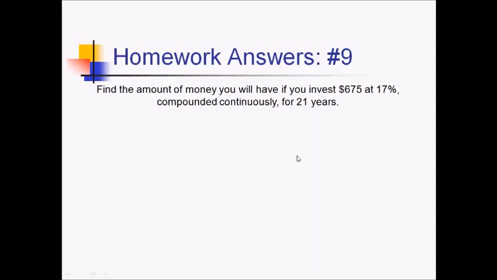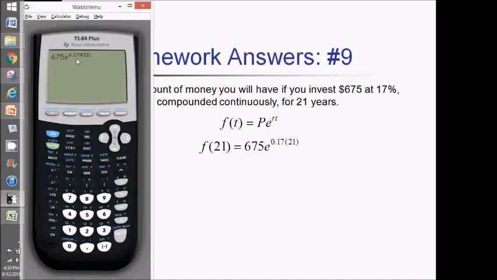For number 9, we're investing $675 at 17%, compounded continuously for 21 years. So we'll use the PERT formula for this. That'll be 675 times E. The R value here will be 0.17 if we move that decimal, and then a T value of 21 years. Plug all that in the calculator here. That's going to come out to $23,973.70.